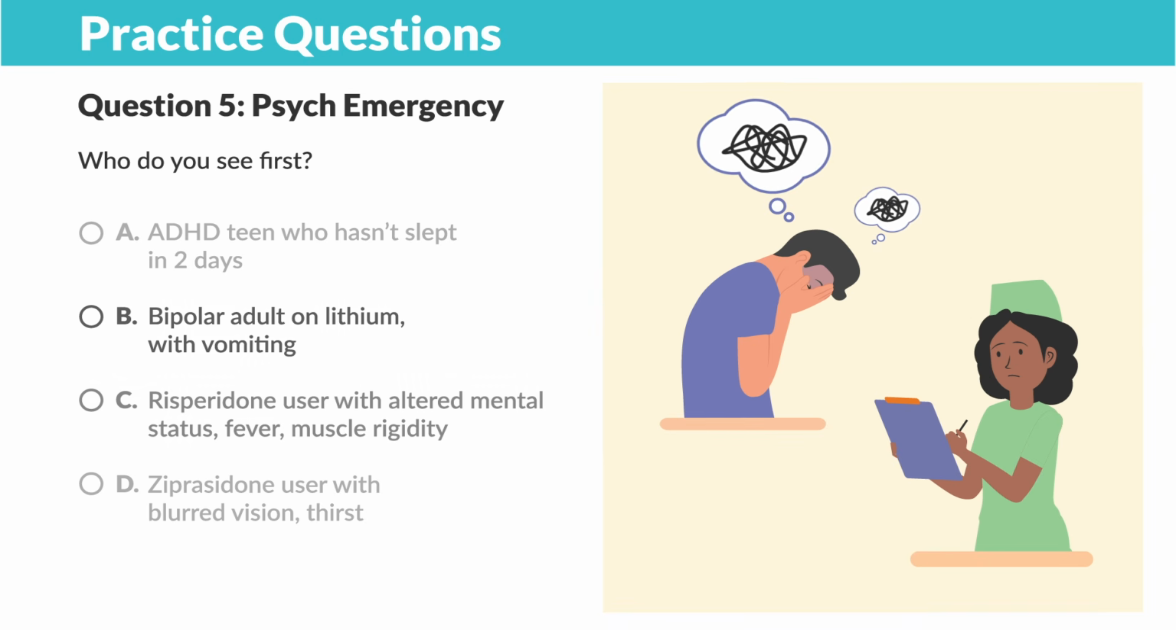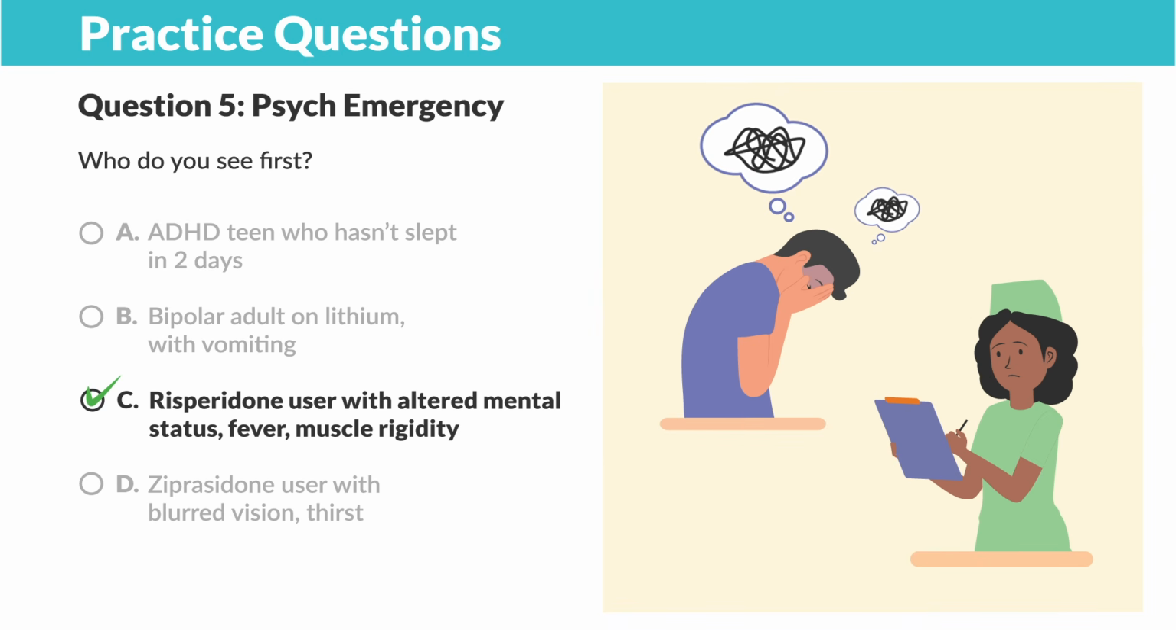How about option C? Risperidone user with altered mental status, fever, and muscle rigidity. All right, that one sounds life threatening, and it sounds like NMS, neuroleptic malignant syndrome, which is a life threatening emergency, and the patients could die. Now, what about the last one? Ziprasidone user with blurred vision and thirst. That could be toxicity, but again, the most life threatening here is option C. So it's the correct answer.